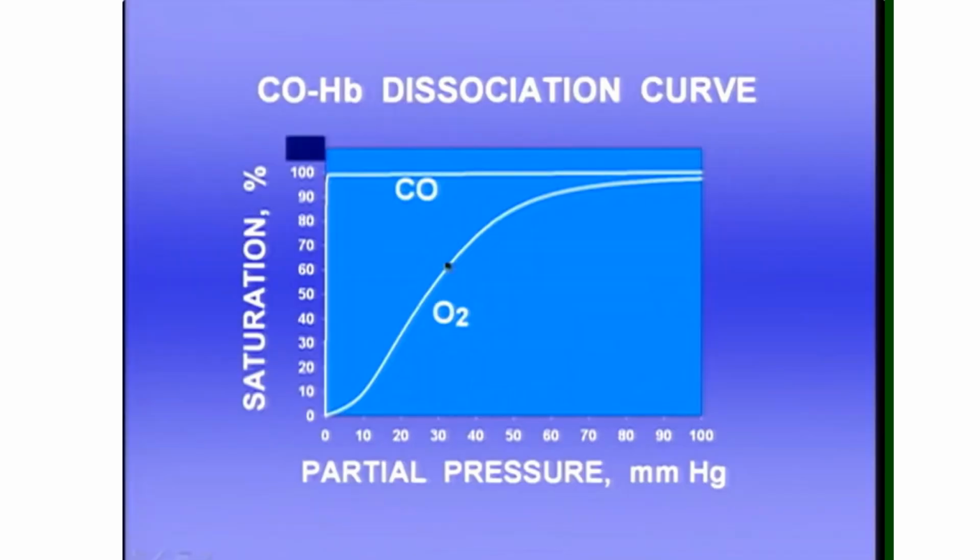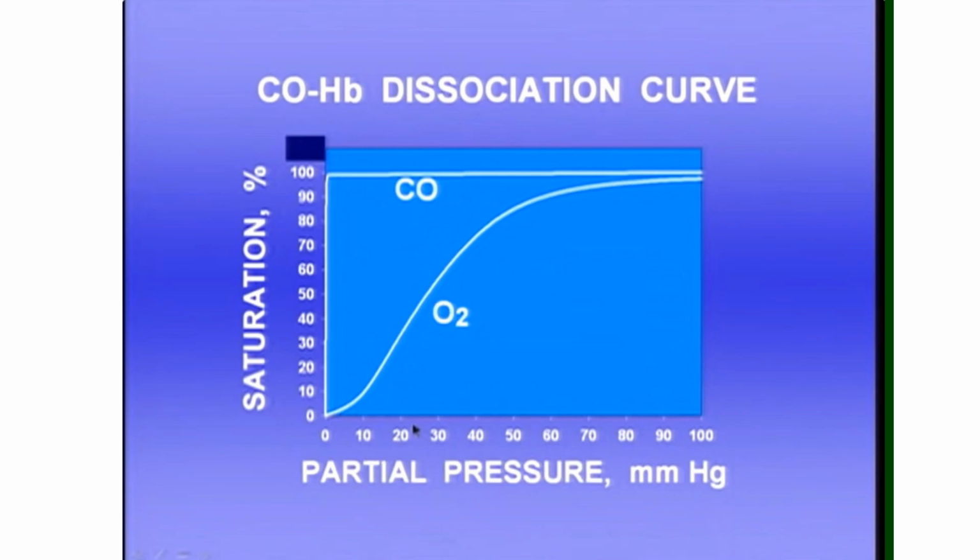And this slide will probably confuse you initially because we're showing the oxygen dissociation curve here, which we're familiar with, but we're also showing the dissociation curve for carbon monoxide. You may say, well, it doesn't look like a dissociation curve at all. It looks like a box with a corner. Well, the fact is, the dissociation curve for carbon monoxide is actually the same as oxygen.